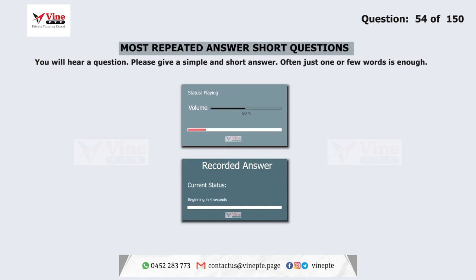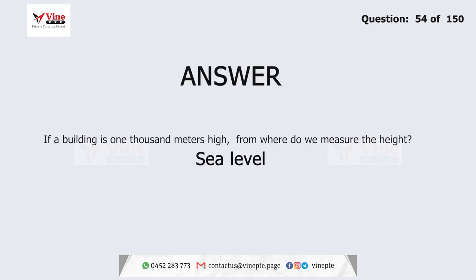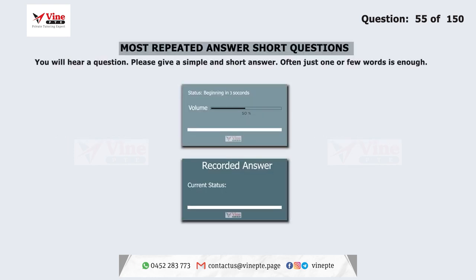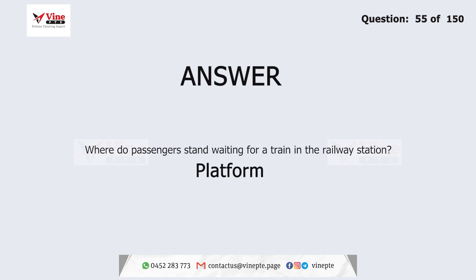If a building is 1,000 meters high, from where do we measure the height? Sea level. Where do passengers stand waiting for a train in the railway station? Platform.